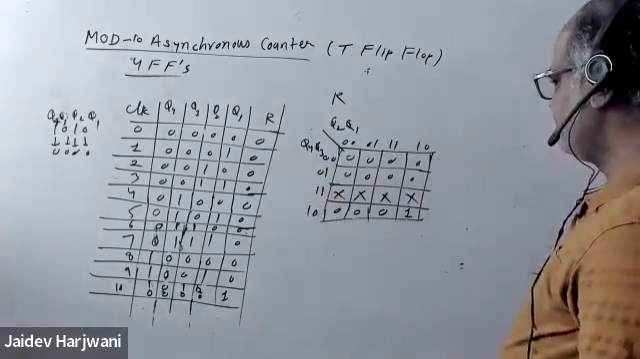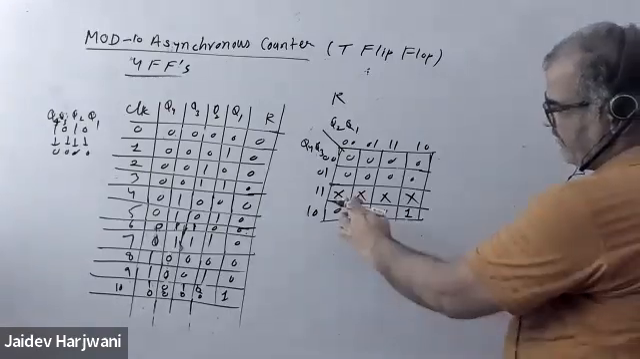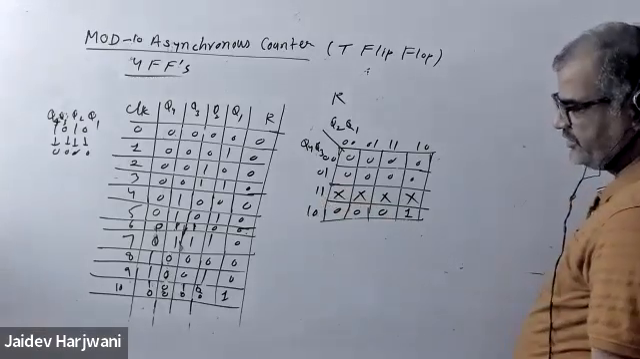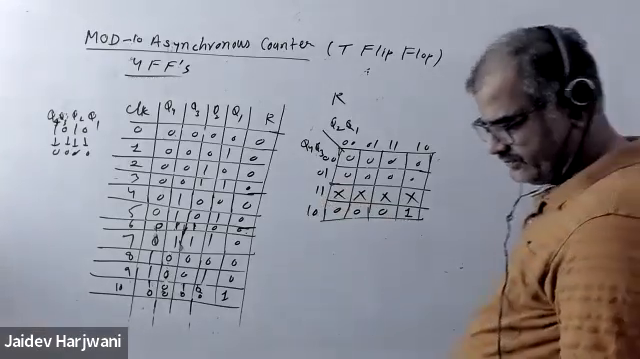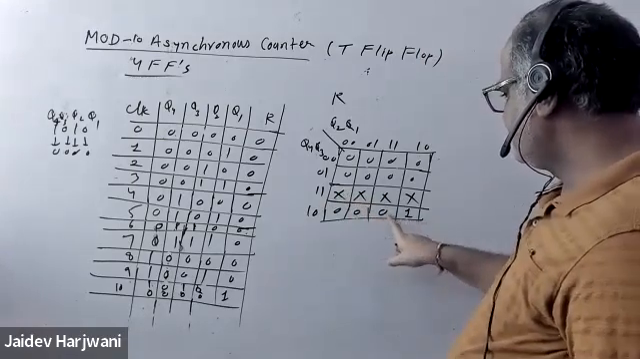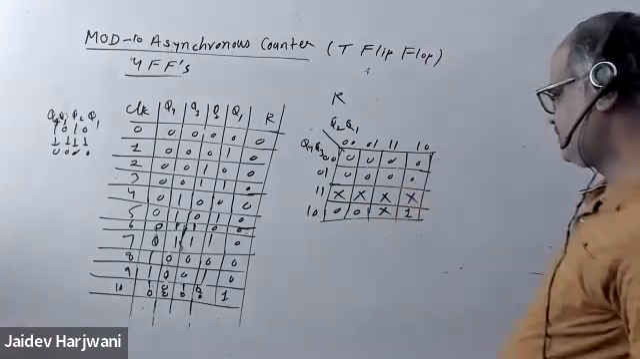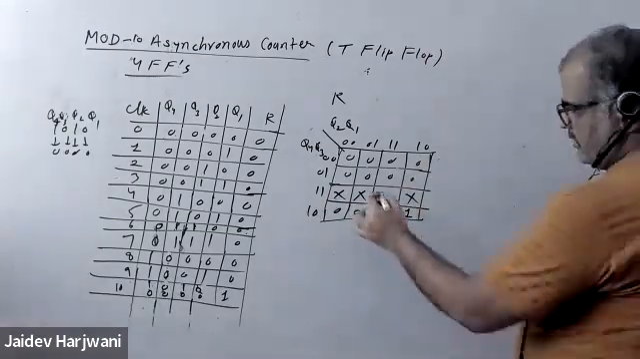What will come? Tell me what will come. Sir, 11 will also be don't care, na? Levels also will be don't care condition. So 12 हो गया, 11. ये 12 है कि 11 है? 12 है सर. ये 11 है. Yes sir. Okay, तो quad बन जाएगा. क्वाड बन जाएगा. वेरी गुड. ये क्वाड बन जाएगा.